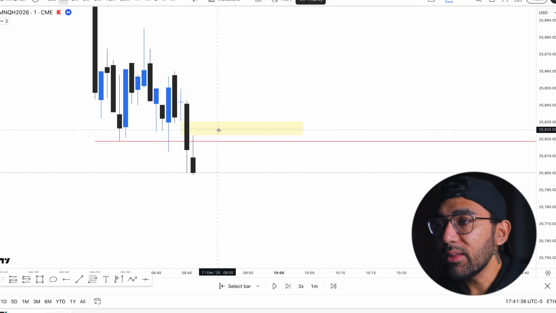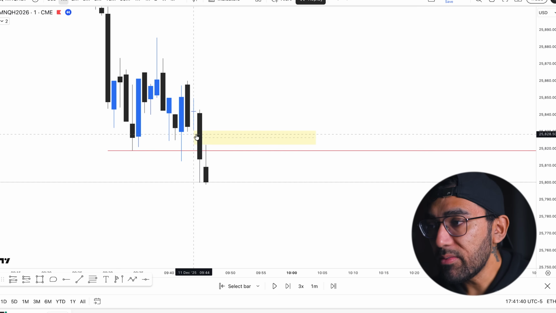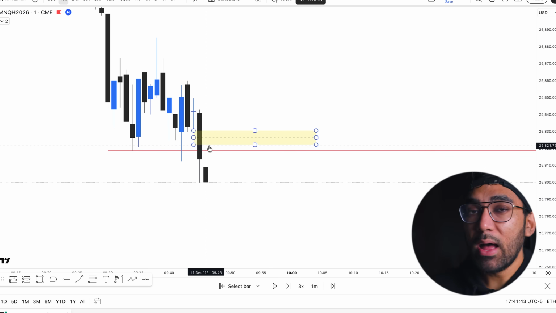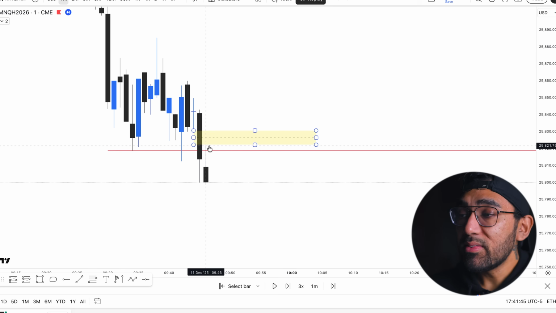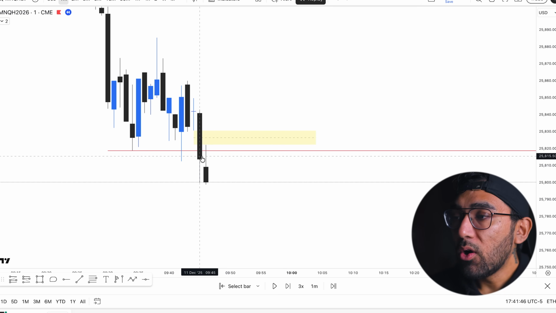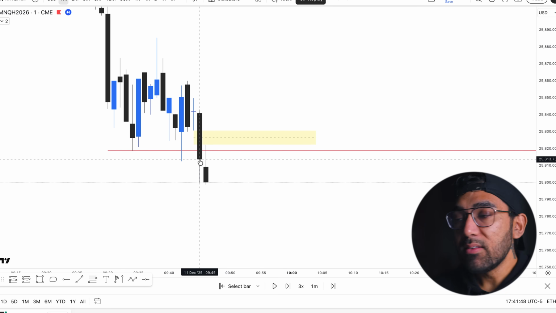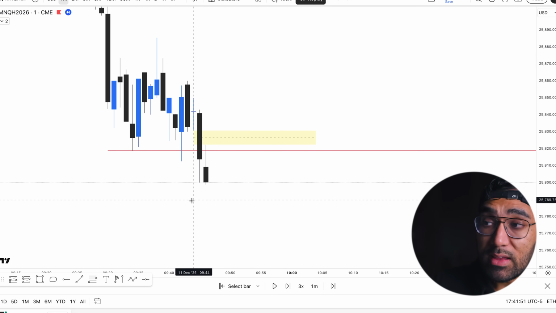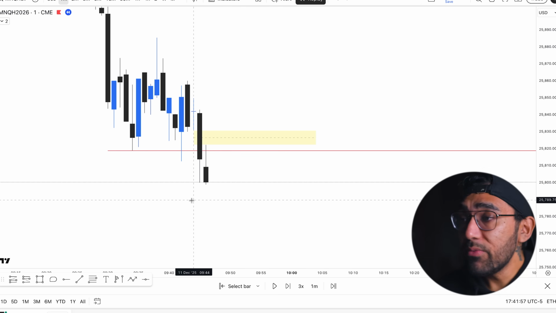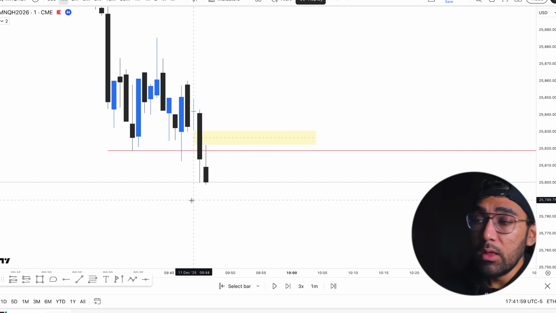Now, the actual fair value gap isn't outside the range, as in the particular gap is not outside the range. But what I'm interested in is that the body of the candle has closed outside the range. The body of the fair value gap candle has closed outside the range, which makes this setup really good. Even if this trade loses, even if it doesn't work out, the actual mechanics of this particular setup here is actually cleaner than the last one.